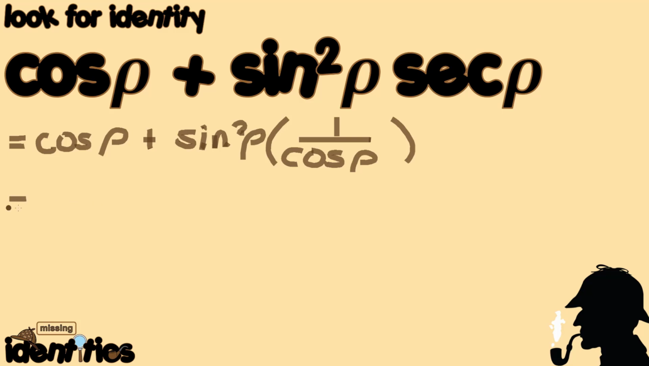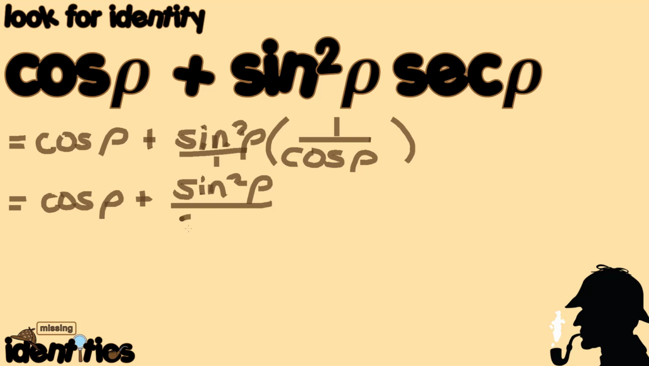Let us try to multiply the second term. So the first term is still cosine rho. And don't forget that this is all over 1. So when you multiply that, you still have sine squared rho as your numerator, and your denominator is cosine of rho. Don't forget that you cannot cancel this, because the cosine rho is separated by this expression in terms of addition, and the cancellation law can only work under multiplication.